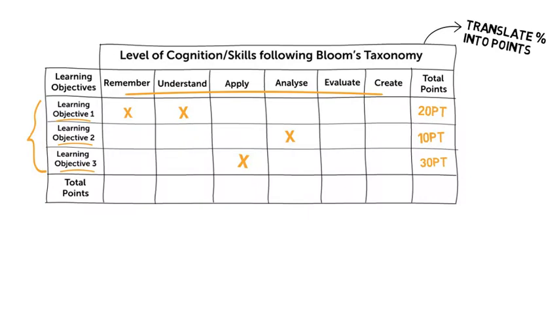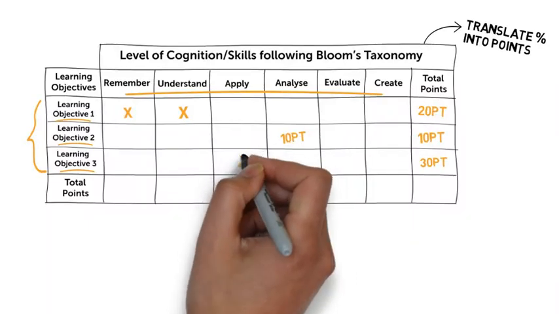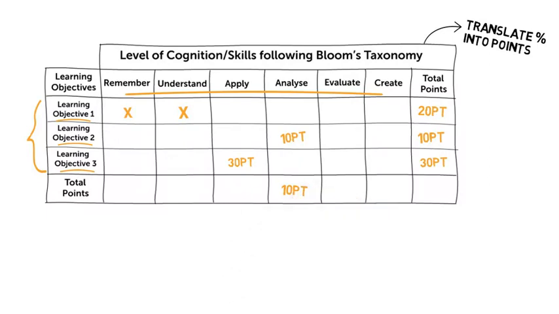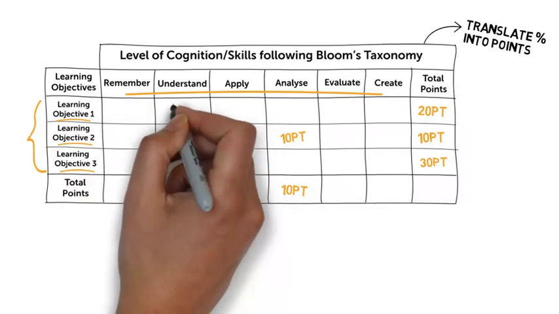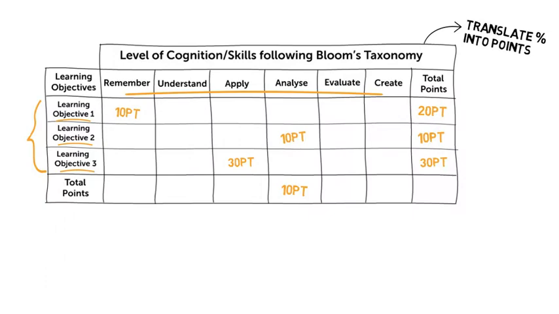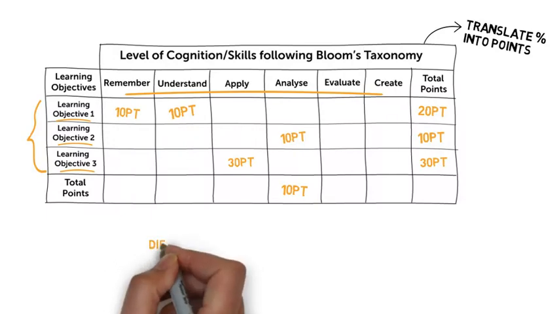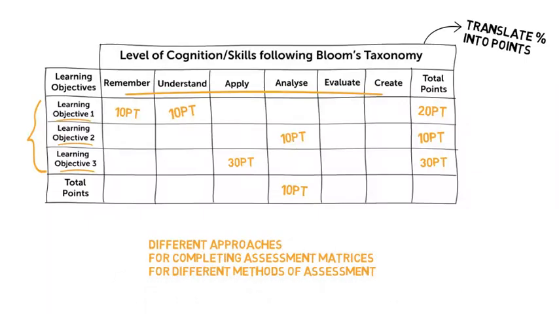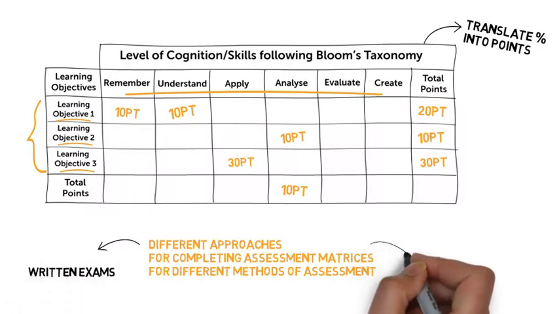Additionally, it's usually best if learning objectives are aimed at a single level of cognition, and in that case, you can now list the full weight in the appropriate cell, as well as in the final column. However, if you have objectives that are aimed at multiple levels, now is the time to decide how to split the weight of the objective across the targeted levels. Now we have outlined what needs to be assessed, at what level and what weight is assigned to each element, we need different approaches for completing the assessment matrix for different methods of assessment. We will first show how to complete the assessment matrix for written exams, and then show you how to complete it for assignments.